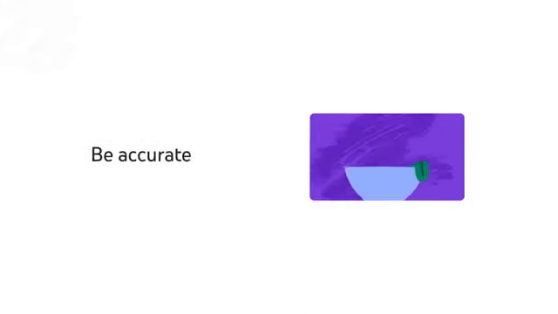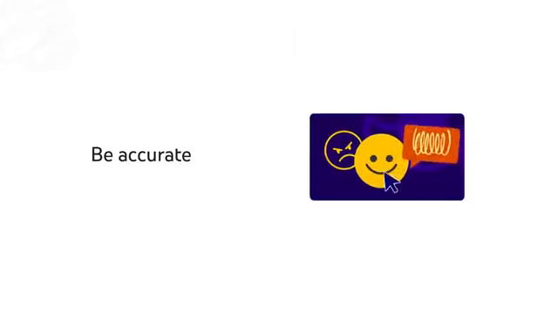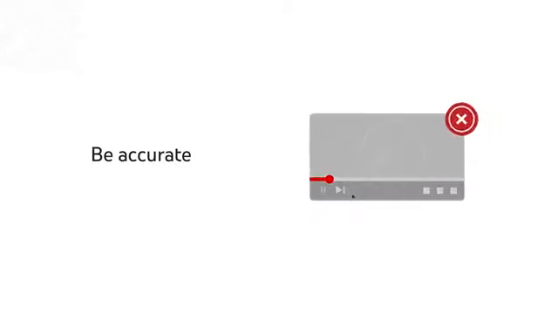Be accurate. It's also very important that thumbnails accurately reflect your content, which can lead to better watch time. On the flip side, a misleading thumbnail can lead to decreased watch time, as viewers might click off as soon as they realize it didn't accurately represent the content itself.